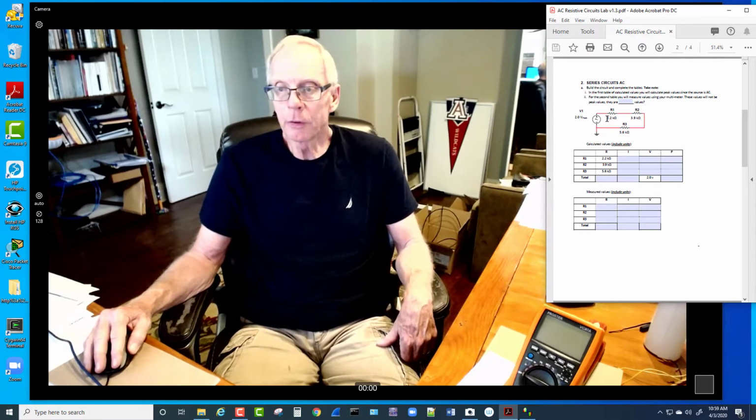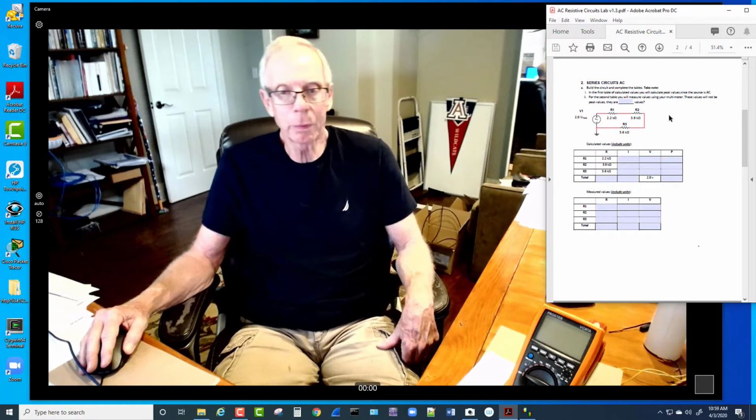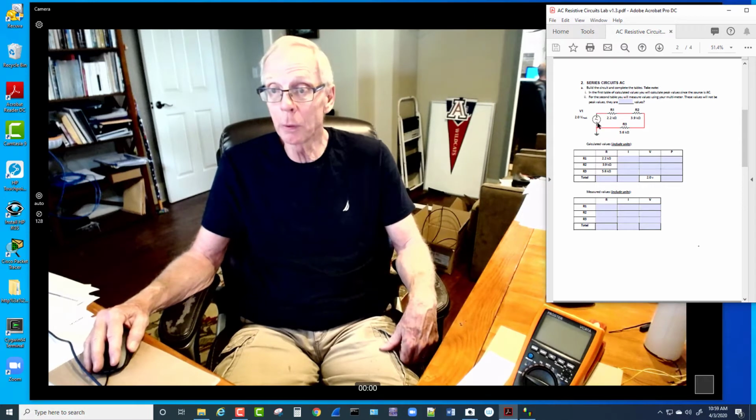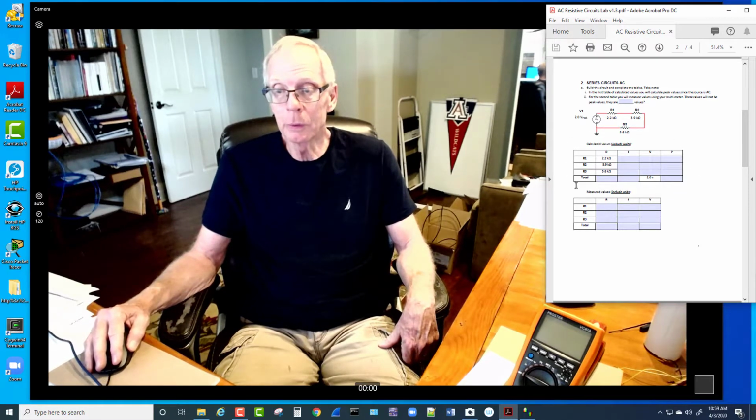Now this is a simple series circuit with some resistor values. We've done this circuit many times, both with resistors and with light bulbs. We've always had a DC source over here. Doing the usual thing, here's a table to do your calculated values.